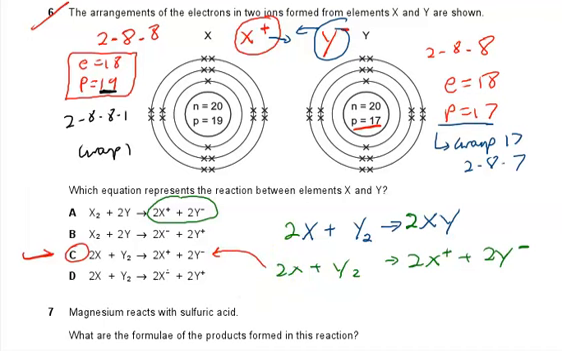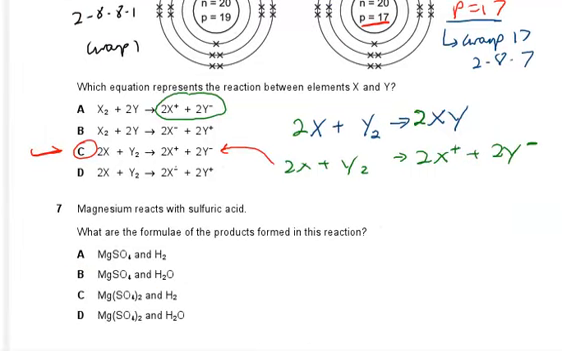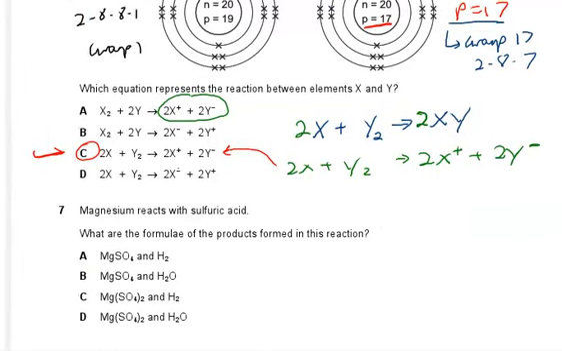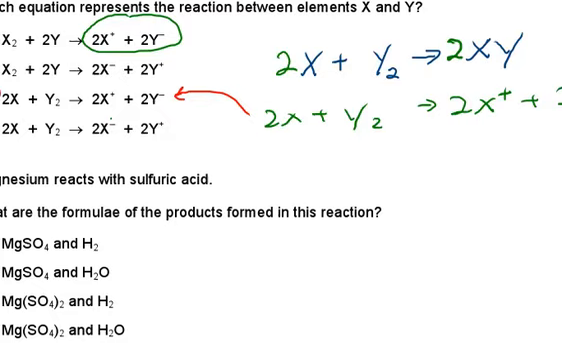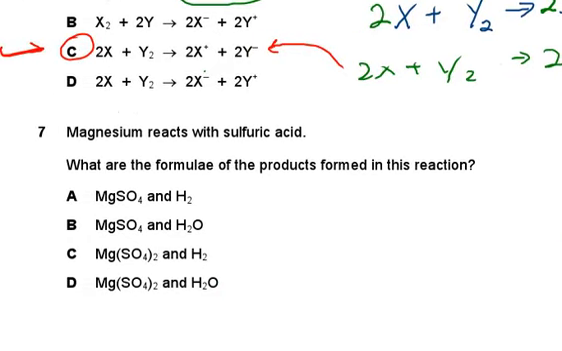Now let us move to question number 7. Magnesium reacts with sulfuric acid. Please remember this is a metal plus acid, so you'll be getting salt plus hydrogen gas.